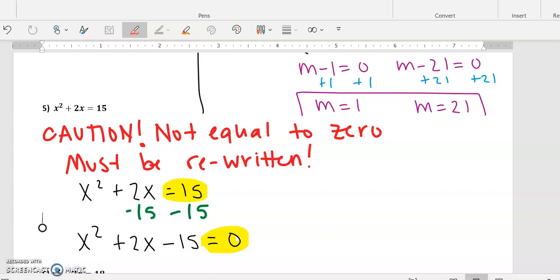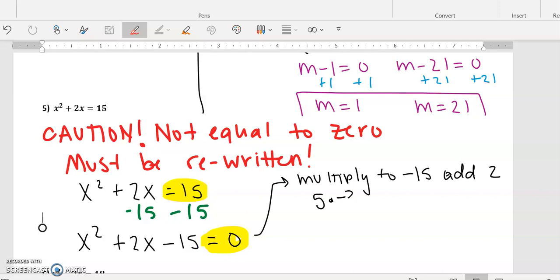So our real problem is x squared plus 2x minus 15. That's the correct form. What are we going to do? We need to multiply to -15, add to 2. I'm going to go with 5 times -3. 5 plus a -3 is 2, so those are our numbers. This is going to be x plus 5, x minus 3.